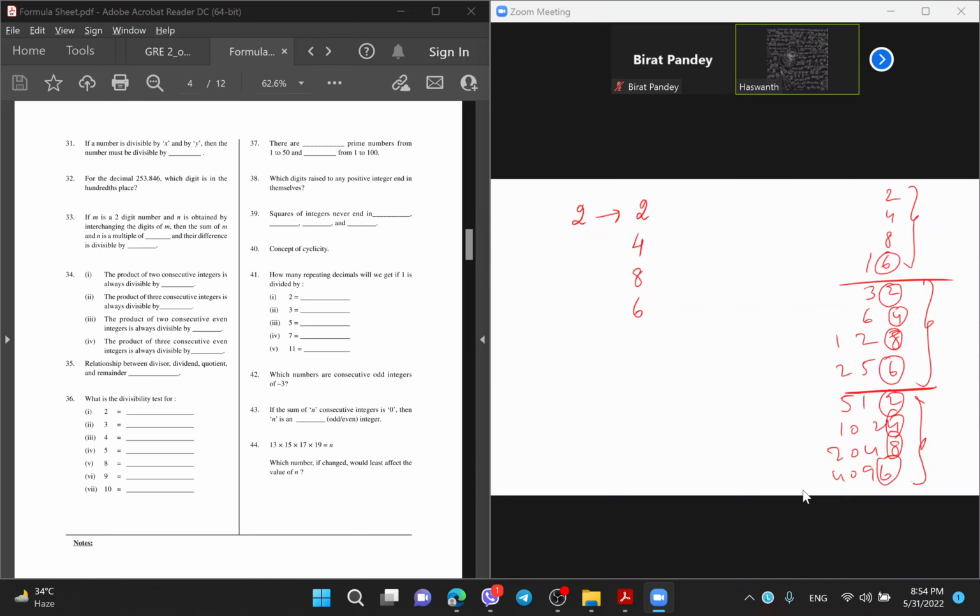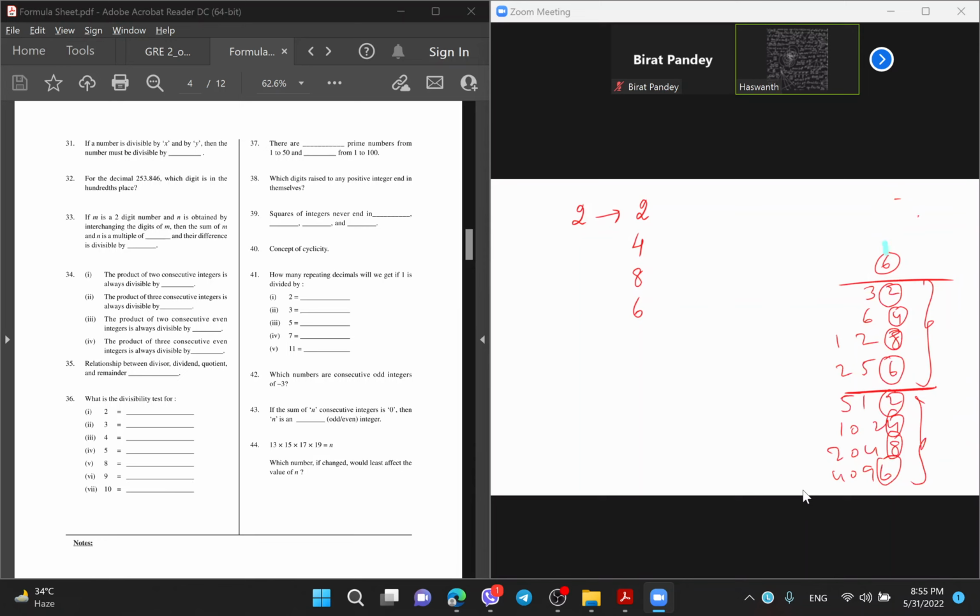If you keep going, 8192, 16384, 32768, 65536, this cycle continues, 2486, 2486, 2486, like that. So using these power cycles of numbers, whenever a number is raised to any positive integer, you will find out what will be the units digit.